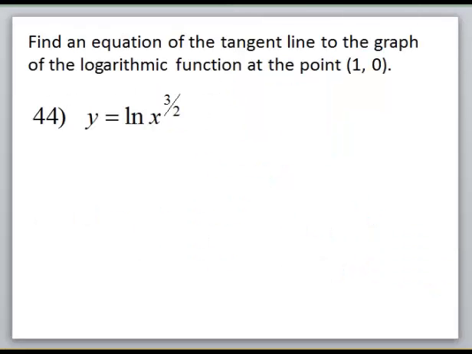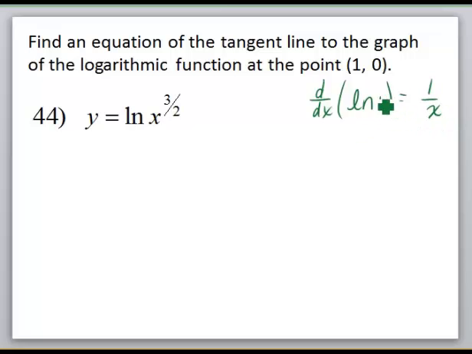All right, the last example I'm going to do is find the equation of a tangent line to the graph of the logarithmic function at the point (1, 0). Now, I've even defined how to find the derivative, which we know is what we need to do when we find the tangent line to the curve. So I'm going to go ahead and do that. The derivative of the ln of x is equal to 1 over x.